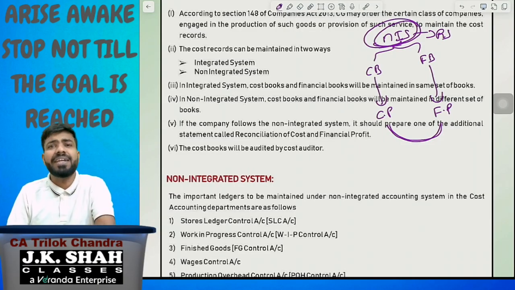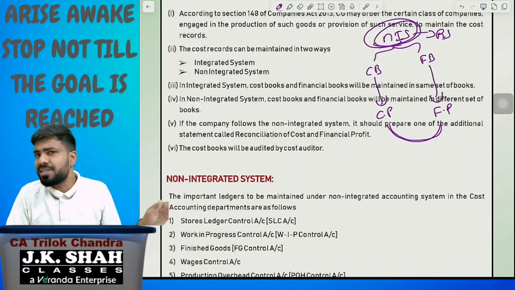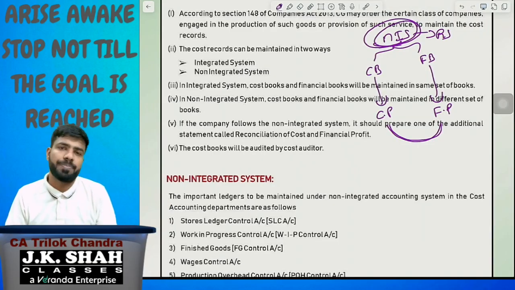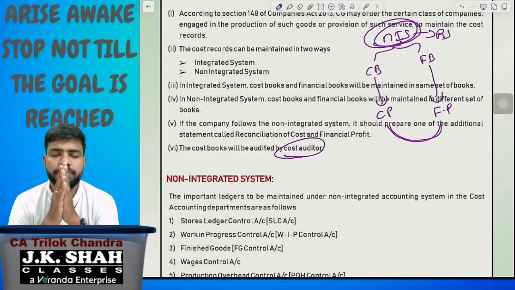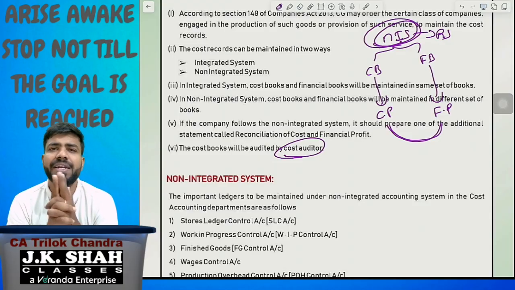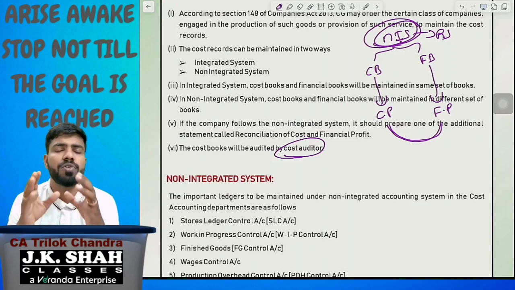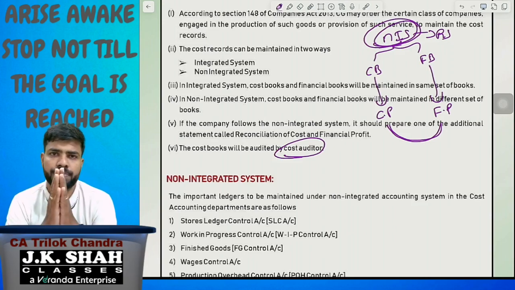In case of integrated system, we are not going to prepare the reconciliation statement because we will be reporting only one profit under integrated system. Clear? And cost books will be audited by the cost auditor. All of you clear till now? Now, out of non-integrated and integrated, we are going to start with the non-integrated system and we are going to discuss only the cost books.